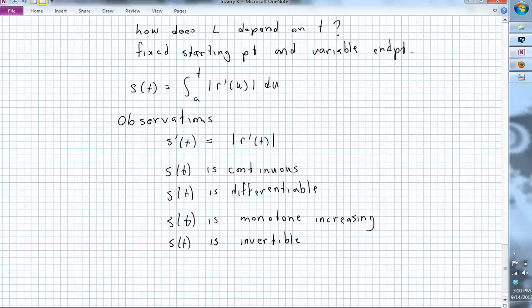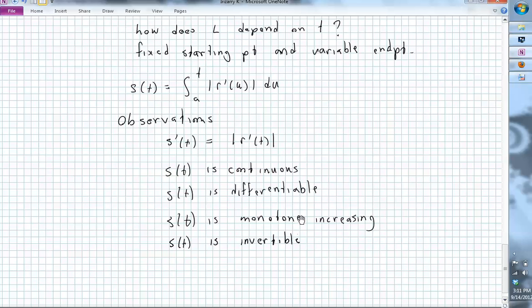I just want to note that however messy it might be, theoretically, it's possible to do because it's monotone increasing. Therefore, it's 1-to-1. Therefore, it's invertible. Just keep that in mind. I'm not saying you can always do it. I'm just saying that it's possible. The only time you're going to be asked to invert S is in very straightforward cases.